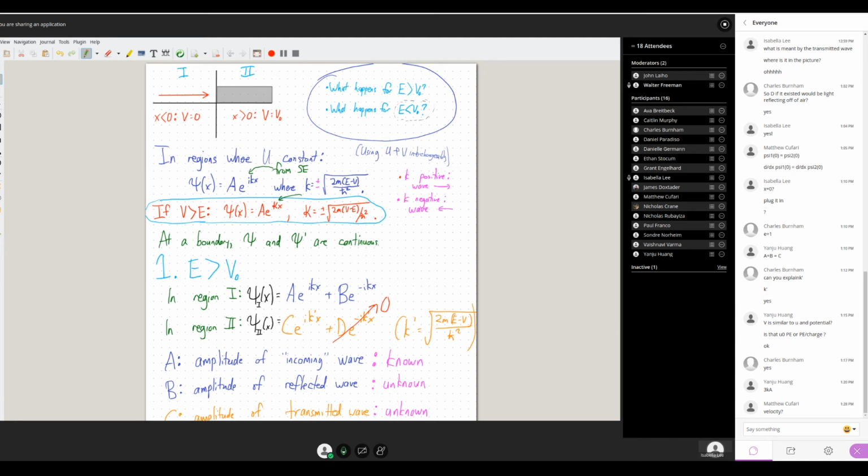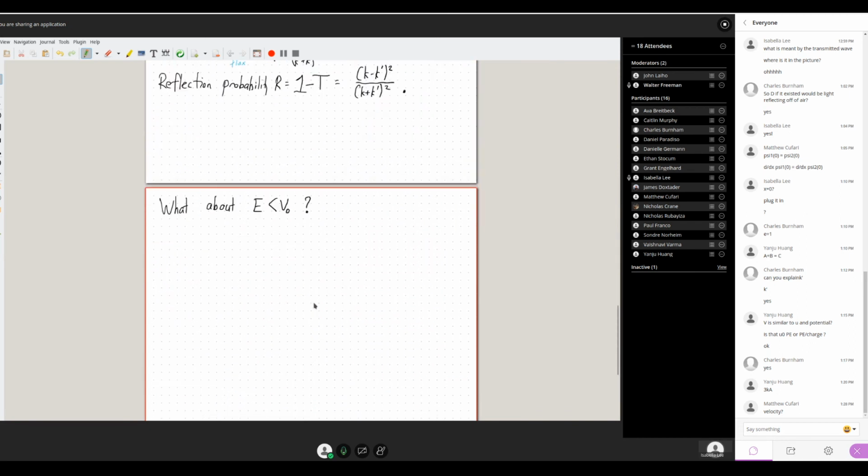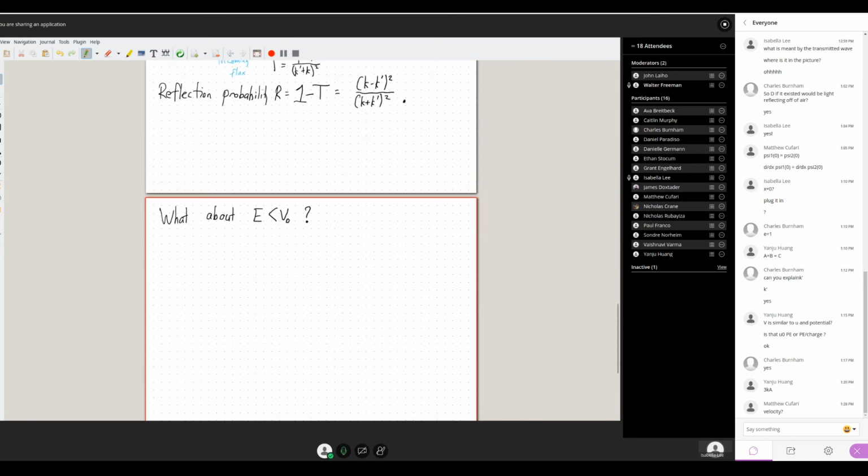Let me ask it this way. Which piece, so we're only changing, you think about making the potential bigger, so it's greater than the energy, right? Which region has the potential in it? Region 2. So this is only going to affect what happens in region 2, right? Okay. Does that make sense? Yeah.